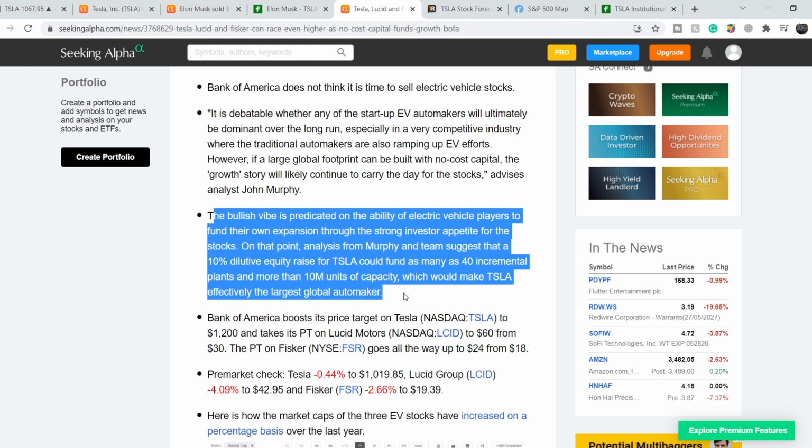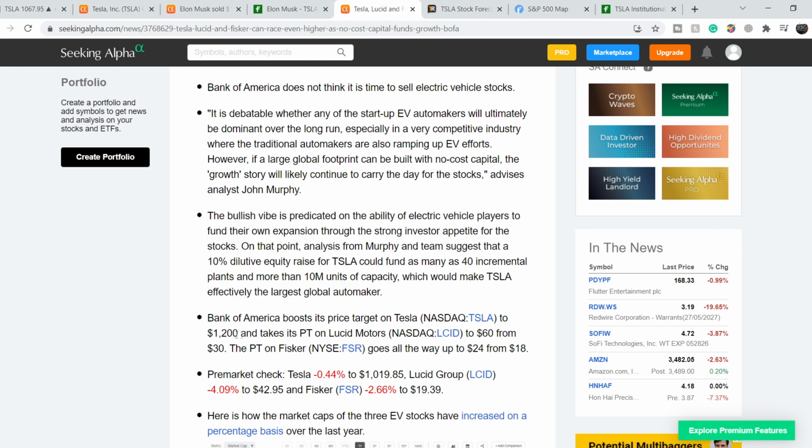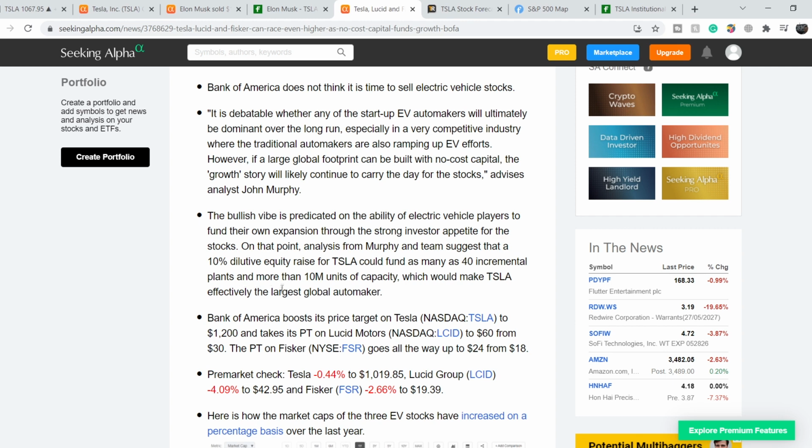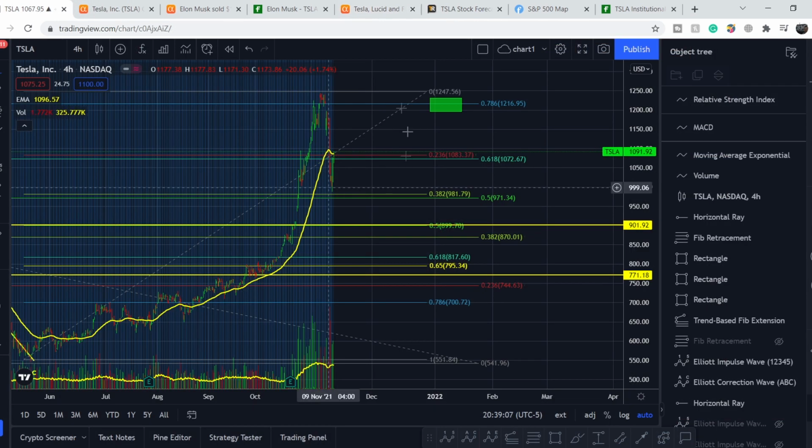And this means it is one more piece of evidence that you can put this stock at least on your watch list for long-term investments. And let me quote you further. Bank of America boosts its price target on Tesla to $1,200. And we already hit this price target, and for now we have this retracement, and I will show you what we should expect in my technical analysis.